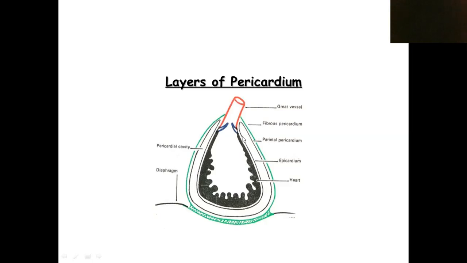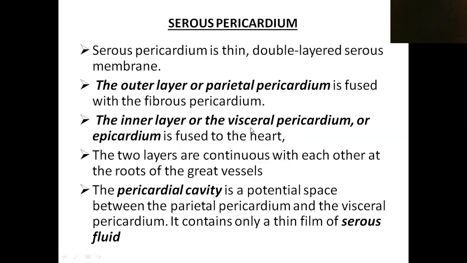See, inner visceral layer. Now the tip of the cursor is on the visceral layer. Here this visceral layer continues with the parietal layer. At what level? At the level of the root of great vessels. The root means the beginning portion of the great vessels. There, this visceral layer continues with the parietal layer. As a result, here we can see a cavity, which is filled with serous fluid.